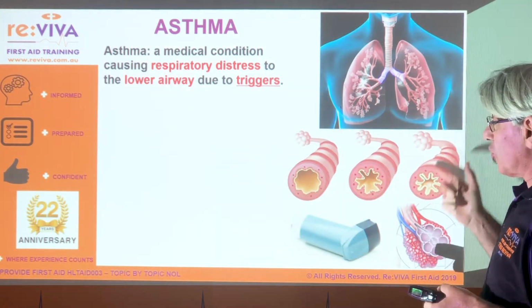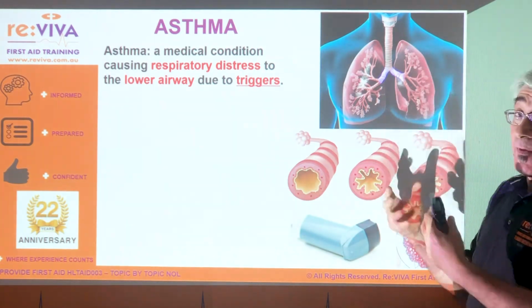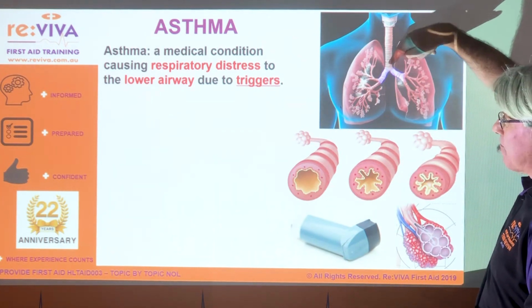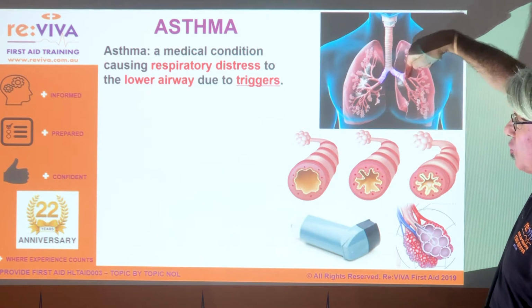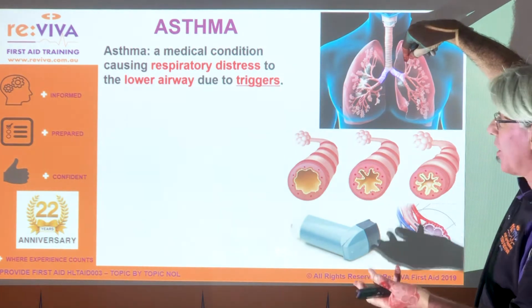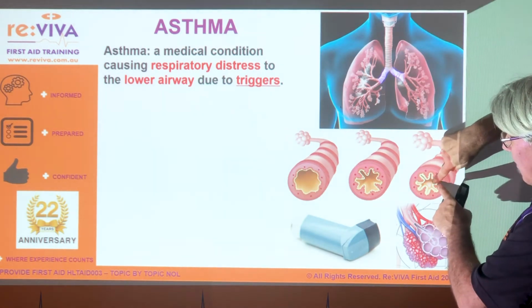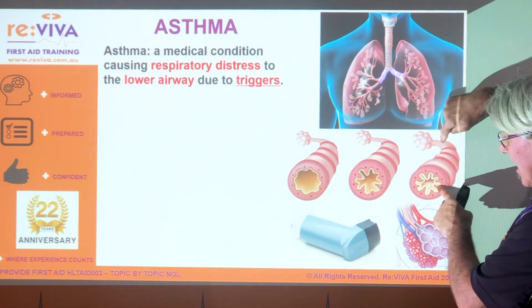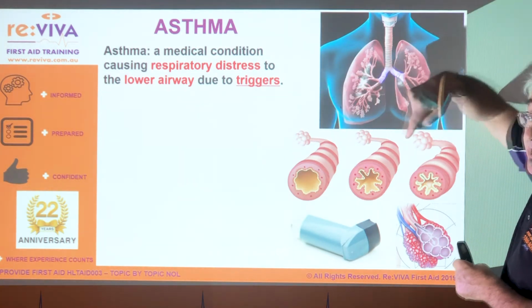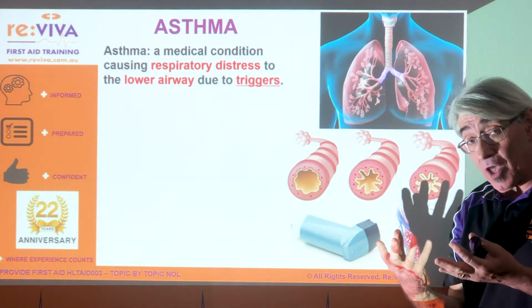Now, these photos just show the relationship of your airway. We've got our upper airway with our voice box. We've got the windpipe or trachea, which breaks into two tubes called bronchi. Bronchi break into smaller tubes called bronchioles. And then they go into a very small tube called an alveolar duct, into these air sacs. And these air sacs are called alveoli.